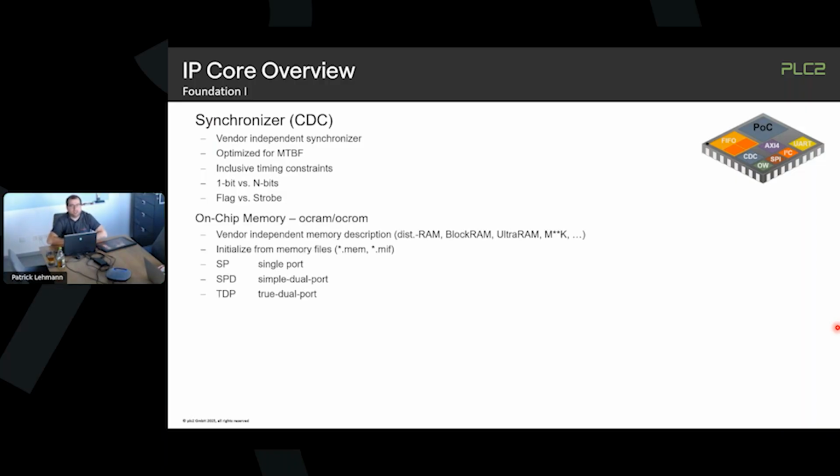We have an abstraction layer of on-chip memory, so-called OC-RAM and OC-ROM. Again, this is vendor independent of the memory description. It can be synthesized to distributed RAM, block RAM, ultra RAM, or M20K, or whatever other modules you have. The RAM or ROM can be initialized with memory files like MEM files or MEF files, and we are supporting single port, simple dual port, true dual port, and some other variants of it. It would be too much to explain all details here, but again, based on the FPGA part string, we are then selecting the matching implementation.